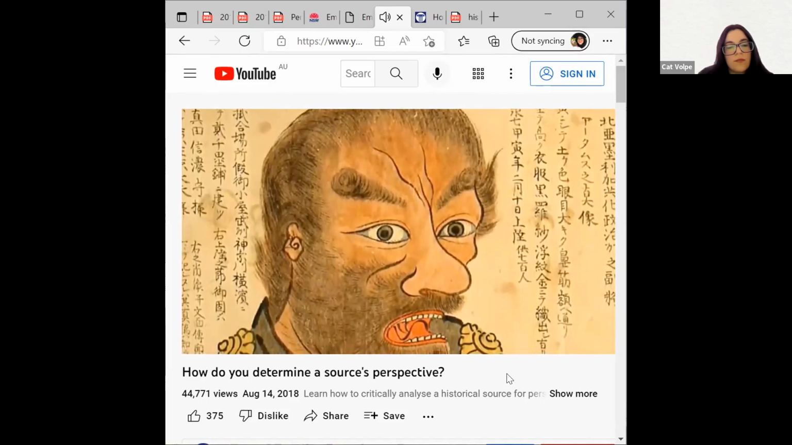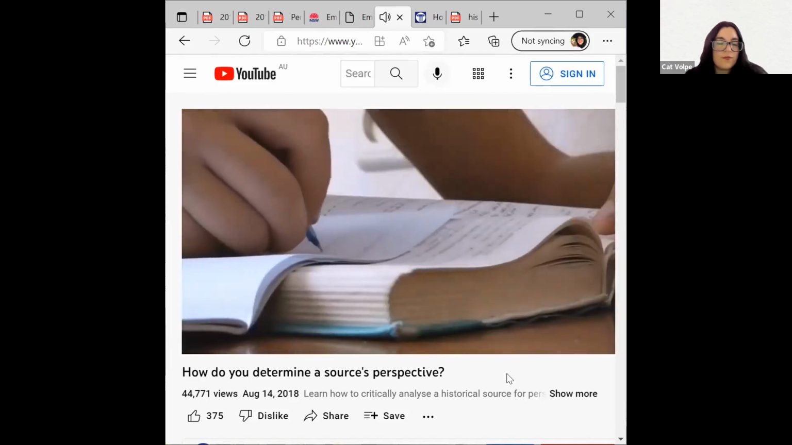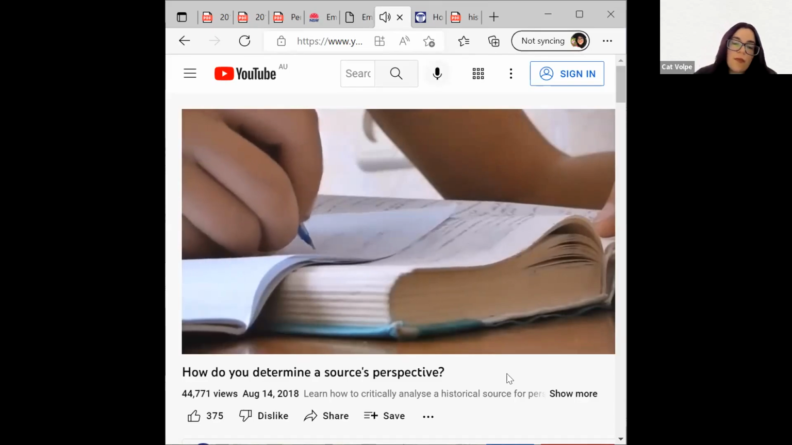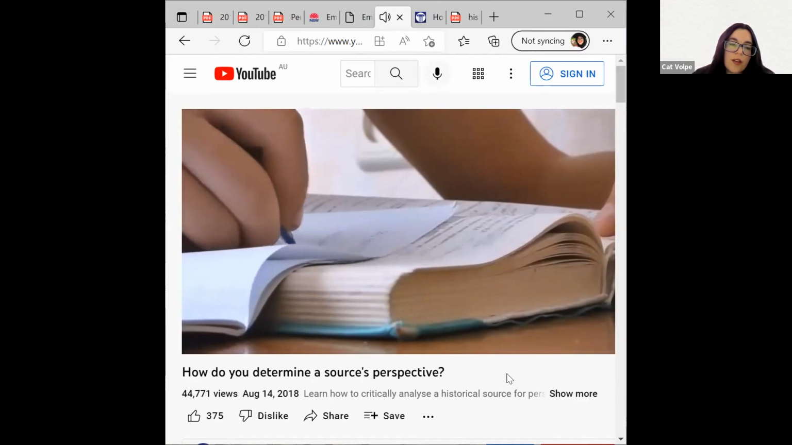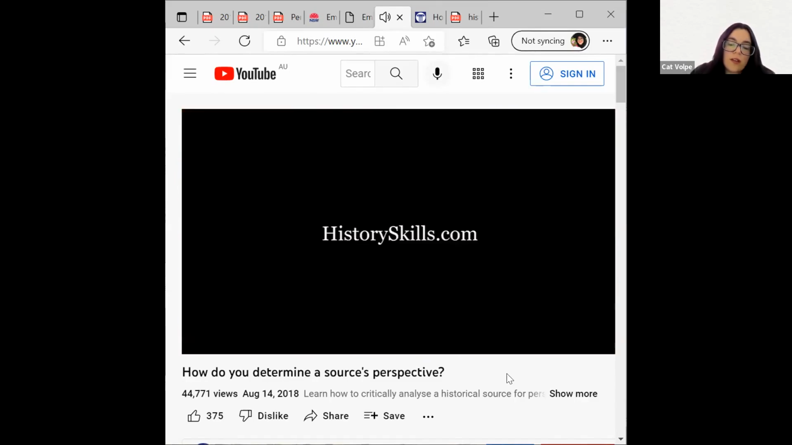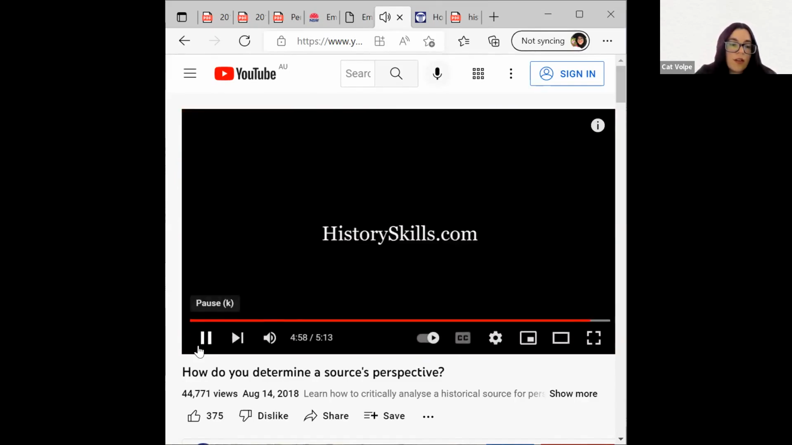So understanding the different cultural perspectives of the Americans versus the Japanese at the time helps understand how they viewed their world. So now that you have a better understanding of what perspective means in regards to historical sources, I hope you feel more confident in your studies.